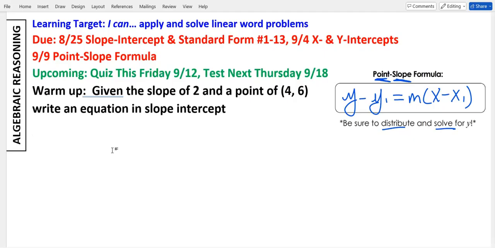All right, to help y'all out with the first step, it's y minus y1, right? Y minus the y value, which is 6, equals m, the slope, which is 2, parentheses x minus the x value, which is 4. Different numbers than yesterday, same idea. Next thing you're going to do is distribute.